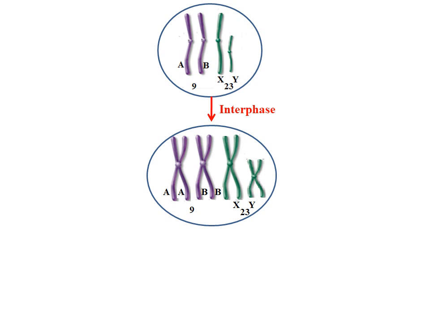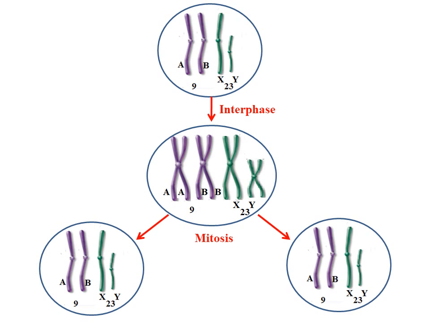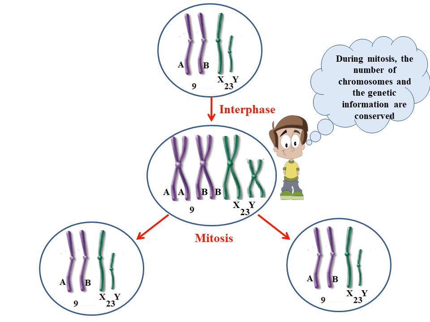Then, the cell undergoes mitosis, where the sister chromatids separate and each daughter cell carries two chromosomes from each pair. Therefore, these cells are identical to the mother cell or initial cell. Now, what can we conclude? We conclude that during mitosis, the number of chromosomes and the genetic information are conserved.